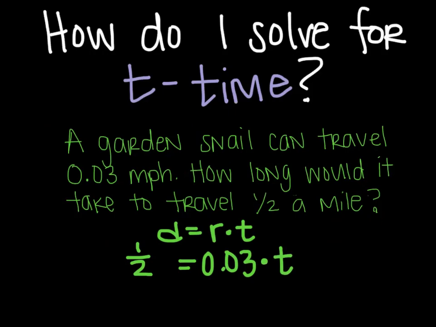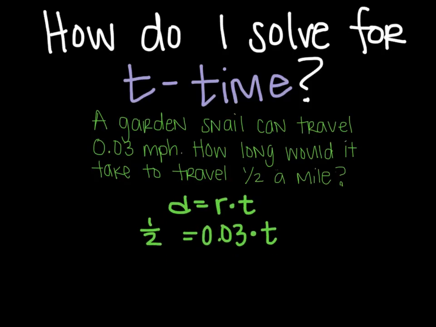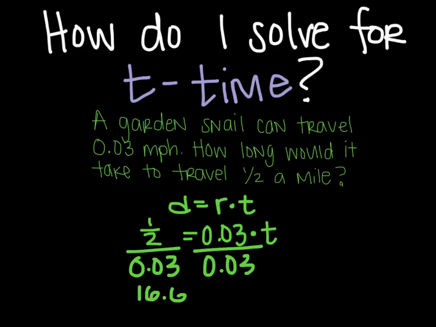And then we can just solve this algebraically, which is probably the easiest way to go about it. So we are going to undo, so divide by 0.03. And this might get a little confusing to you. You can see 1/2 as 0.5 if you want to, and use a calculator. So 0.5 divided by 0.03 equals, and that will give you an answer of 16.6 repeating for T.